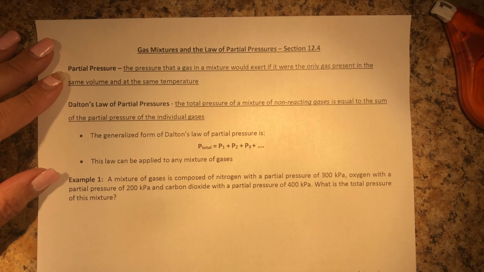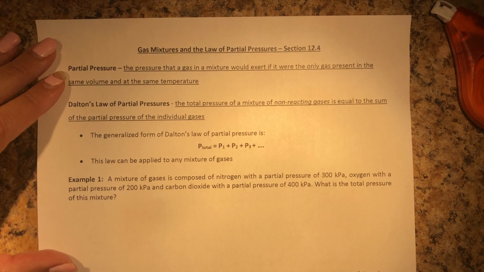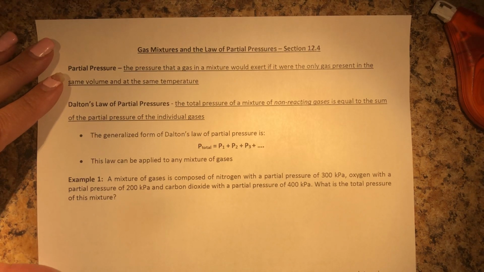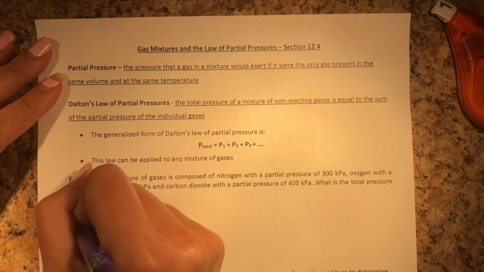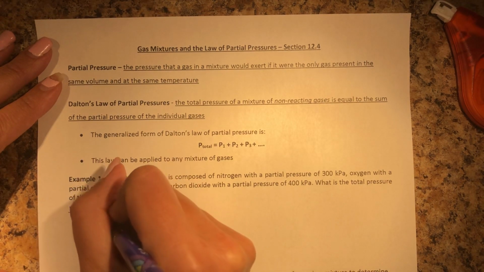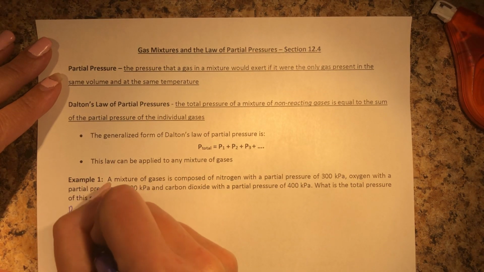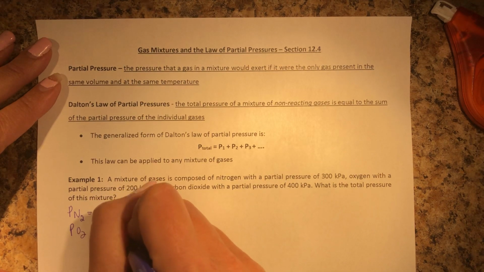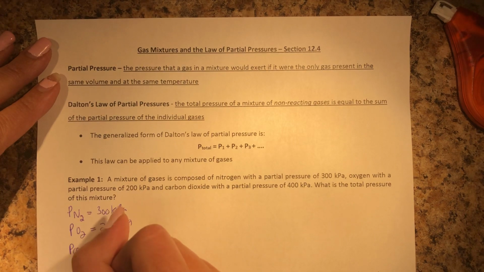A mixture of gases is composed of nitrogen with a partial pressure of 300 kPa, oxygen with a partial pressure of 200 kPa, and carbon dioxide with a partial pressure of 400 kPa. What is the total pressure of this mixture? One final point, yes, of course, the pressures must all be in the same unit, which in this case they are. So our pressure of nitrogen is 300. Pressure of oxygen is equal to 200. And the pressure of carbon dioxide is 400.